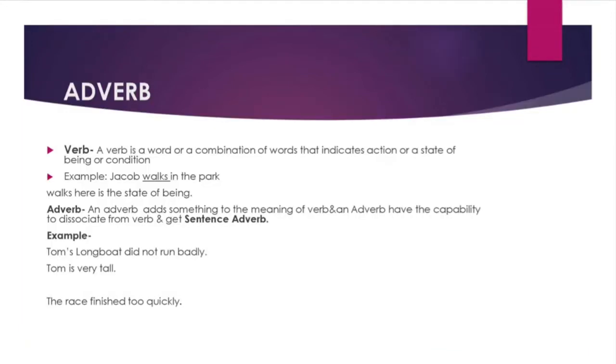So first let us see what is a verb. A verb is a word or a combination of words that indicates action or a state of being or a condition. For example, Jacob walks in the park. Walks here is a verb.